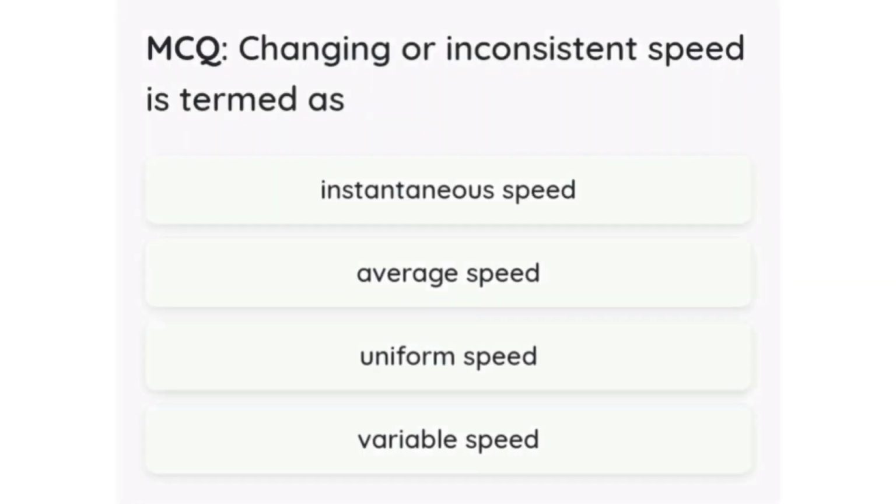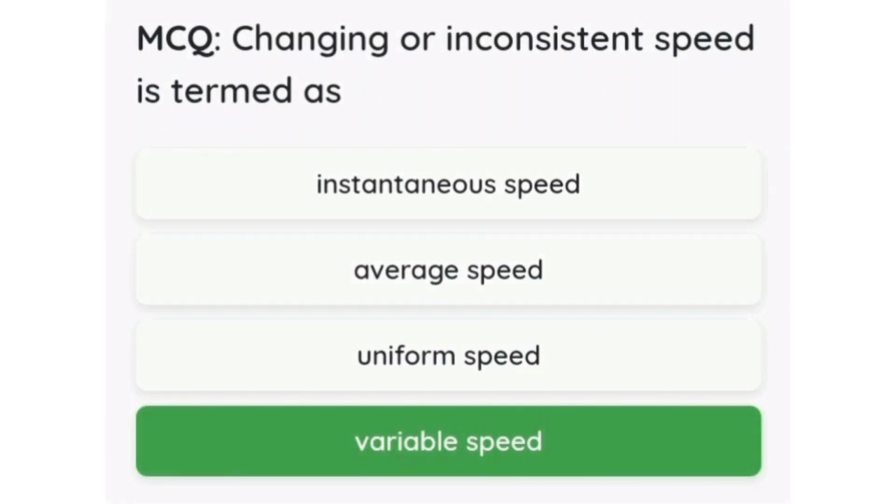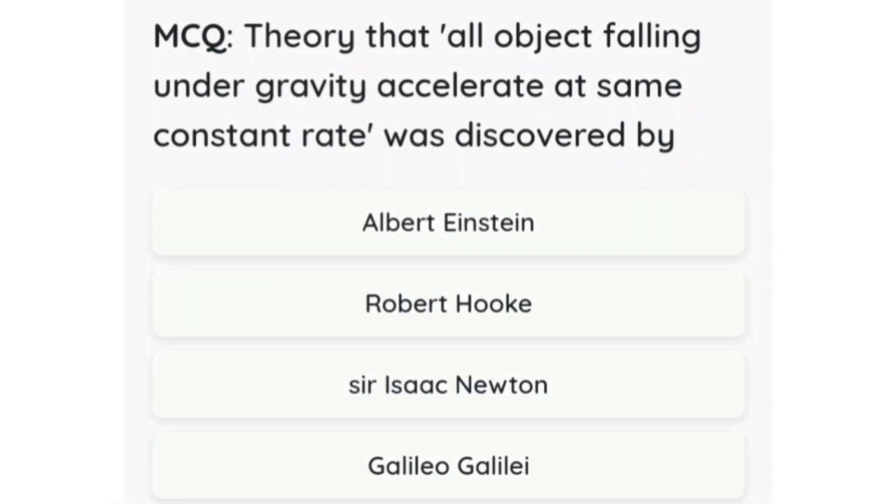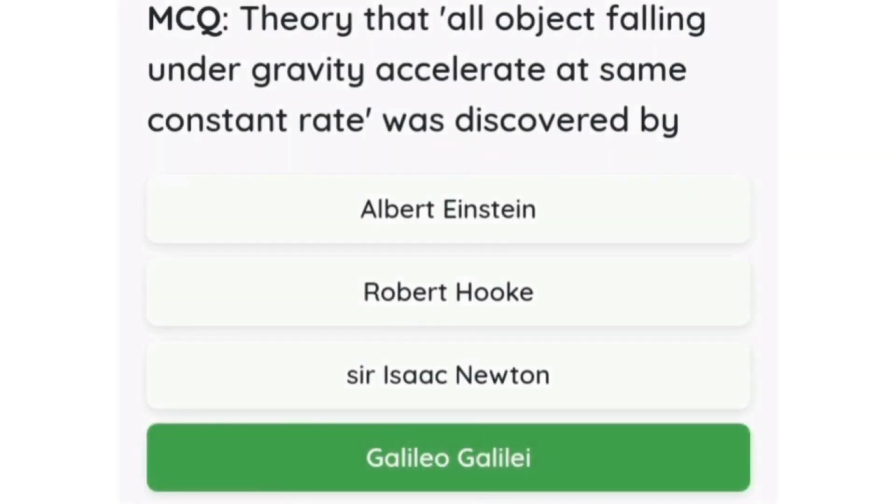And so next we have: changing or inconsistent speed is termed as? When speed is not consistent, it's changing. So the option is variable speed. This is the right option. And the next we have: the theory that all objects falling under gravity accelerate equally was discovered by? Who was the scientist who discovered that it is independent of the mass in the absence of any frictional force? The right answer is Galileo.